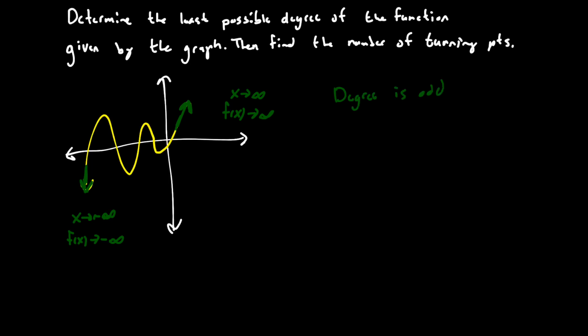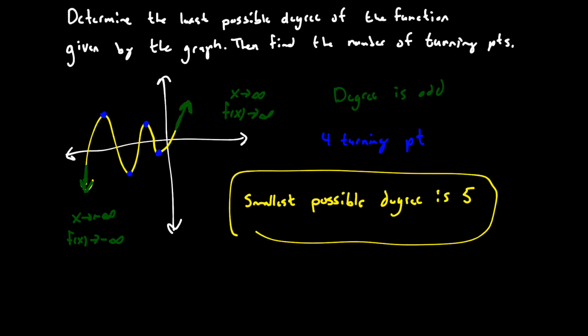Since we're given our graph, we can just see the number of turning points. We have a turning point here, we have a turning point here, one here, and one down here. So we have 4 turning points, which means the smallest possible degree our function can have would be 5. And in part 1, we already found the number of turning points. The number of turning points is 4.